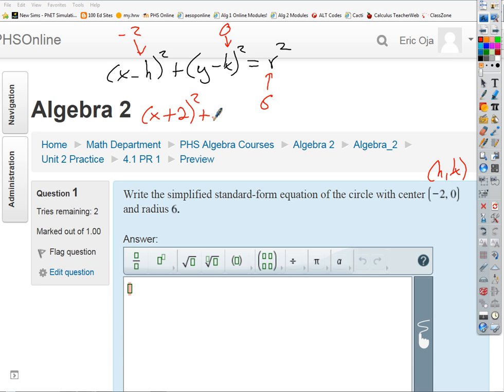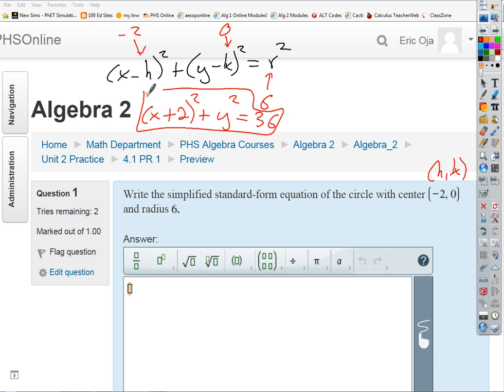what's Y minus 0? What's anything minus 0? Well, just Y, good. So then we're just going to get Y squared equals 6 squared, which is 36. So that's our answer right there.